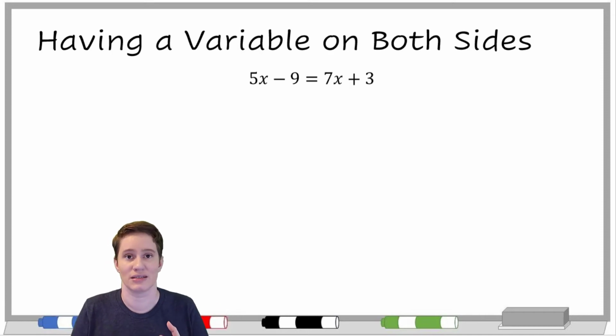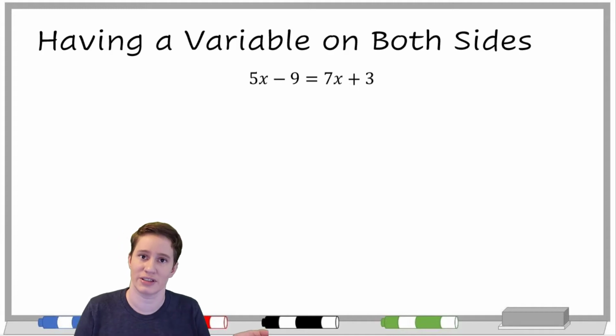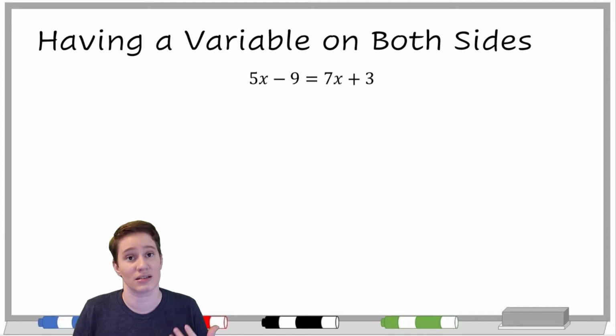We're trying to get x by itself, and so the issue here should be that, okay, well, we've got more than one x. Which x do I get by itself, or how do I get the x's by itself? What we're going to do is start off by putting the x's together, either on the left side or the right side. It actually doesn't matter which one you choose, but we're going to put the x's together as a first step.